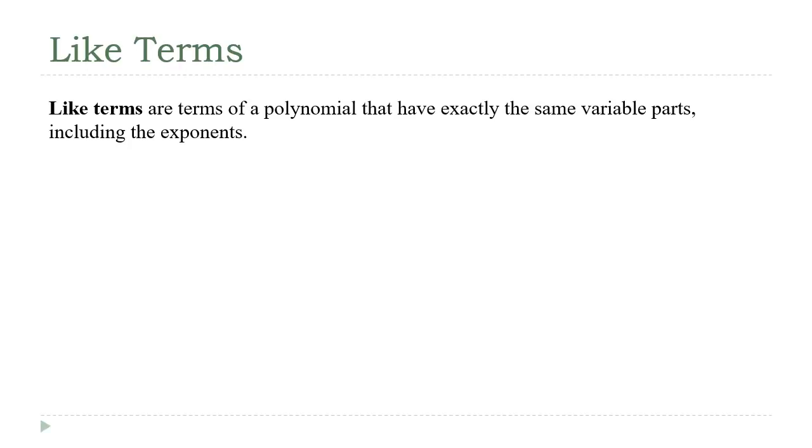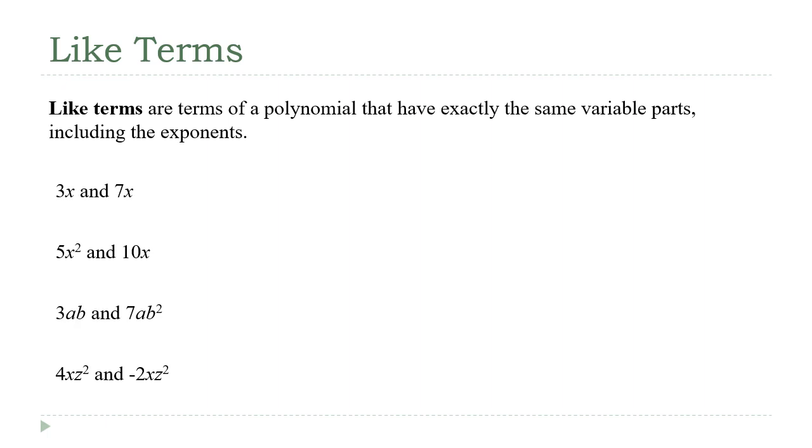First thing we need to be able to do to work with polynomials is simplify them. And doing that is built on this idea of what are called like terms. Like terms are ones that have exactly the same variable parts, including the exponents. It's the like terms that we're going to be able to combine together to make our polynomials simpler in the sense that they have the minimum possible number of terms.